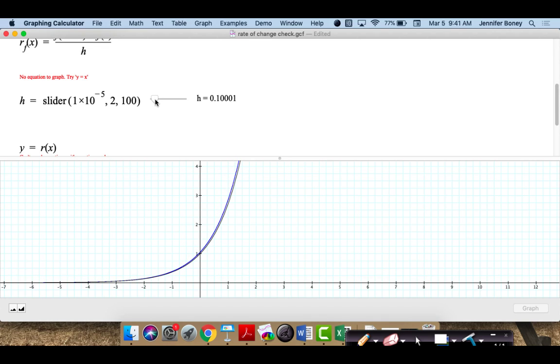function was a little below. When I had 3 to the x, the rate of change function was a little above. When I have e to the x and small h's, the rate of change function seems to be right on top. And there are more complex algebraic proofs to this, but in fact, the rate of change of function e to the x is actually e to the x.